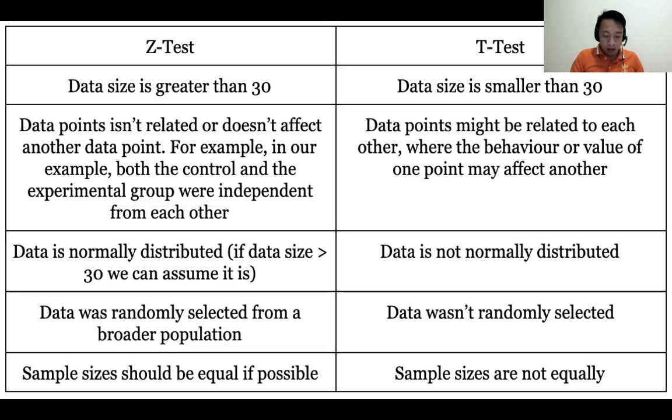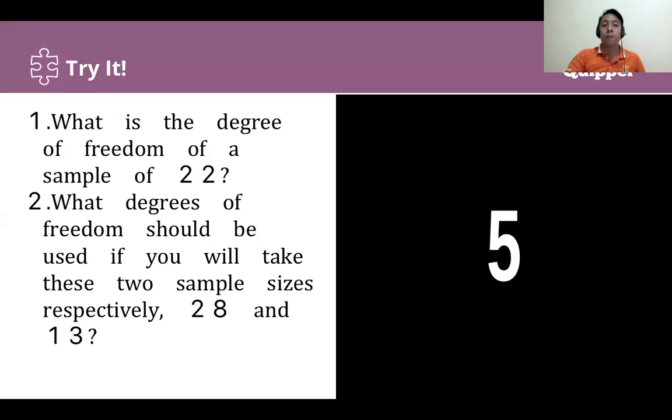And then this one, sample sizes should be equal if possible. In t-test, sample sizes are not equal, because in our earlier examples, our 2 sample sizes were different, right? They are not the same. If they were the same, we would have the answer -2, and we have no -2 degrees of freedom. Okay? They are all positive, from 0 up to 100. So those are the differences between those two.